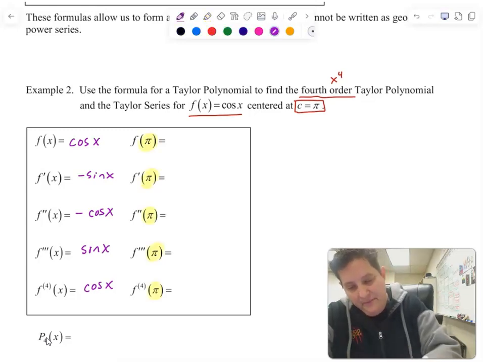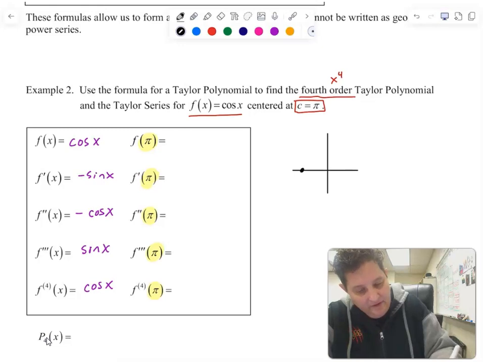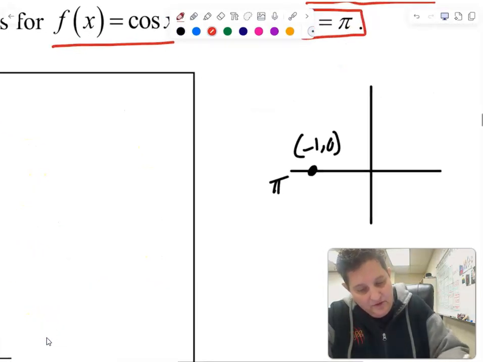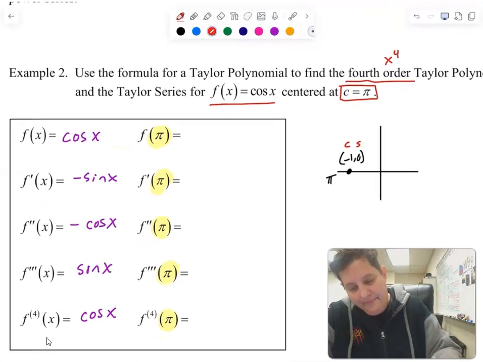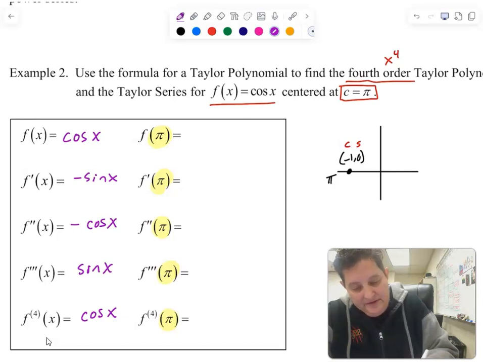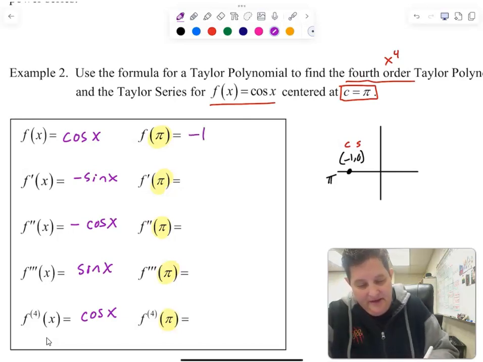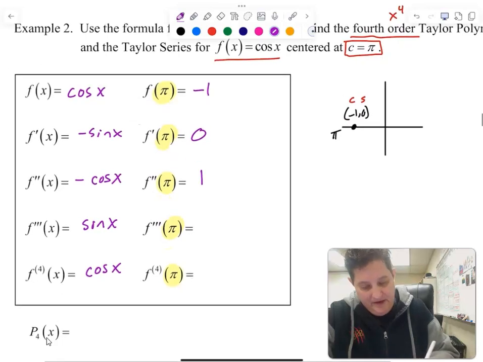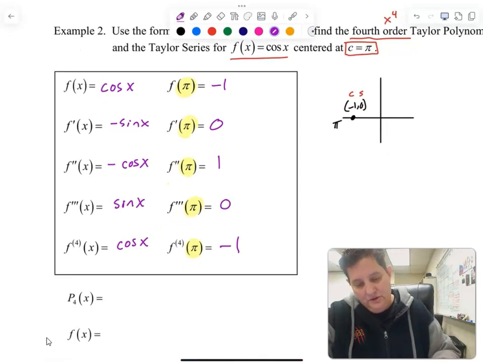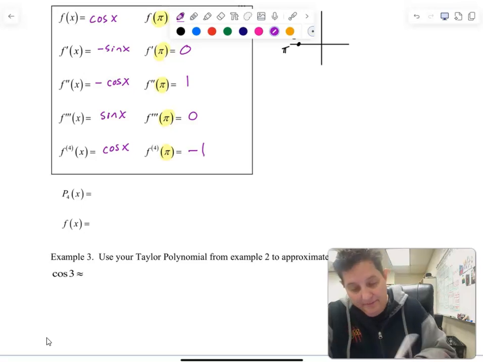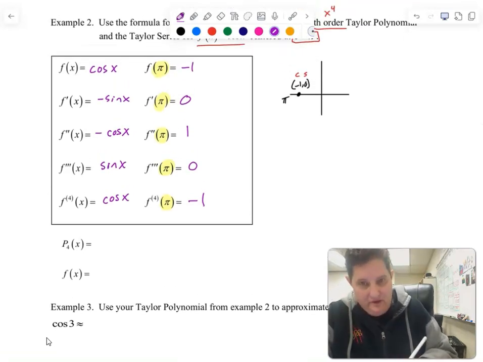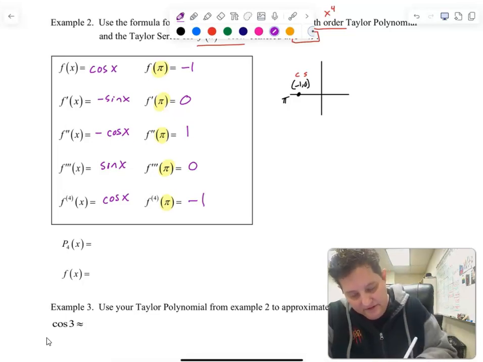Just so you guys remember our unit circle, pi is over here, and it's the point negative 1, 0. And what we're going to remember is cosine is the x coordinate, sine is the y coordinate. Okay, so let's fill these out. Cosine of pi is negative 1. The negative sine of pi is 0. Negative cosine is negative 1, so that's 1. Sine is 0. And then cosine of pi is negative 1. Okay, so here's my polynomial. Now remember, it starts at just regular f of x, which is negative 1 in this case.